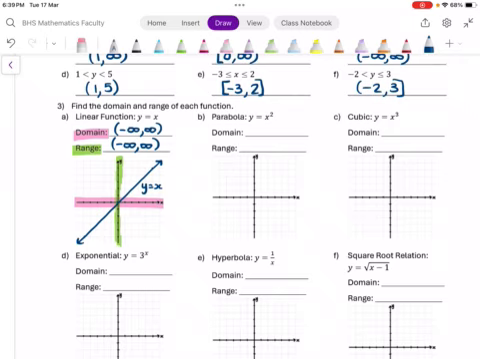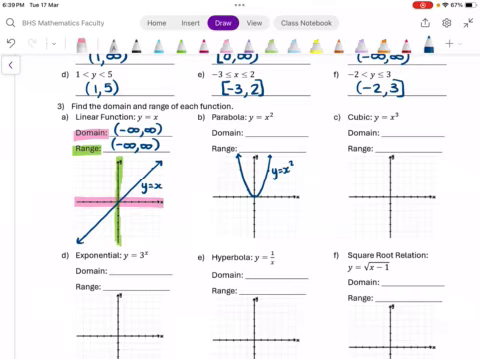Now, looking at our parabola, we have the parabola y equals x squared. So it has key points at 0, 0, 1, 1, 2, 4, minus 1, 1, and minus 2, 4. So we can sketch our parabola like so, with our arrows on the top, y equals x squared.